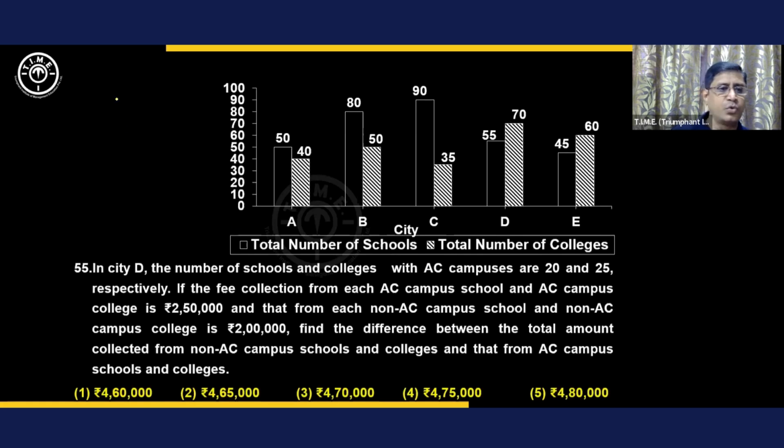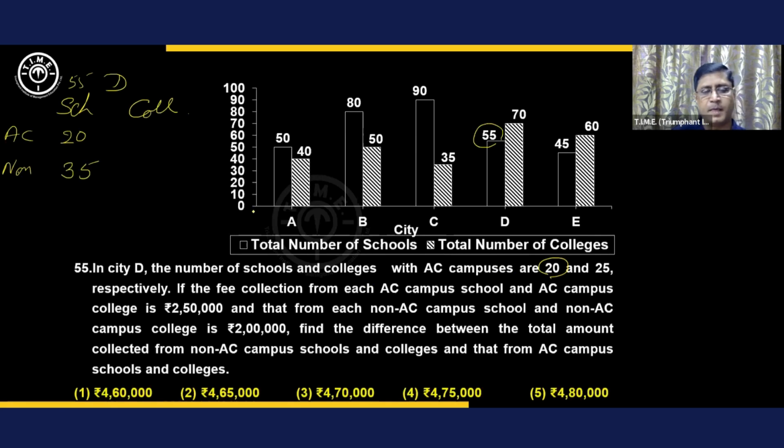What is the number of schools and colleges in D? So here I'm taking the schools and colleges. How many schools in D? The number of schools in D is 55. So AC campus and non-AC campus. Here the total number of schools is equal to 55. In that 55, AC campus schools are 20. So when you subtract 20 from 55, the remaining is non-AC campus.